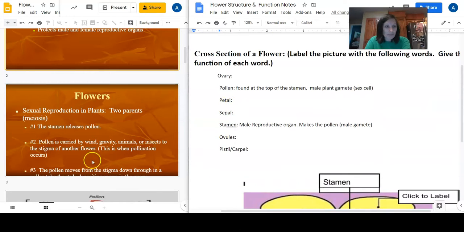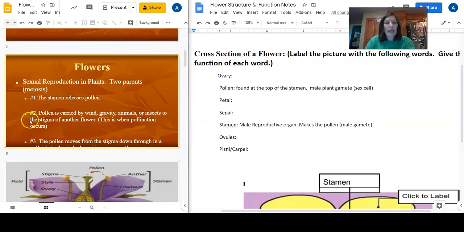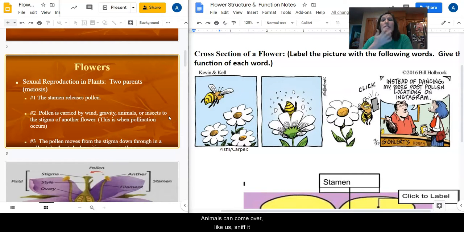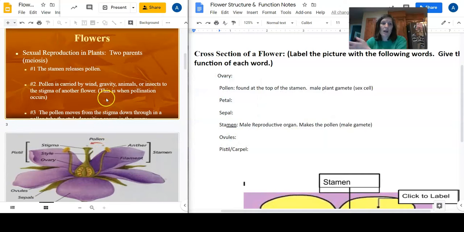All right, very good. So the stamen is going to release the pollen, and then the pollen is either going to be carried by wind, or gravity drops it to the ground or in the same flower. Animals can come over like us, sniff it, and we get pollen on our noses, or even insects like bees or flies will come over, get it on their legs, and then fly to another flower, and some of that pollen is going to drop off. That's called pollination.